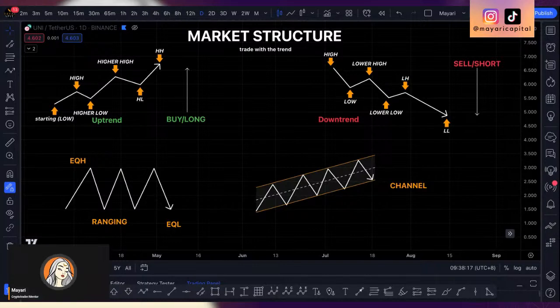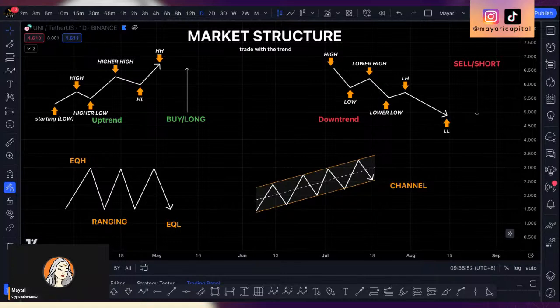Yes, but what happened around here? Is this still a lower high? Let me know in the comments. Please, let me know. Is this a lower high? Just type it down in the comments. I want to see if you guys get the full grasp of market structure, even just at the basic lesson.